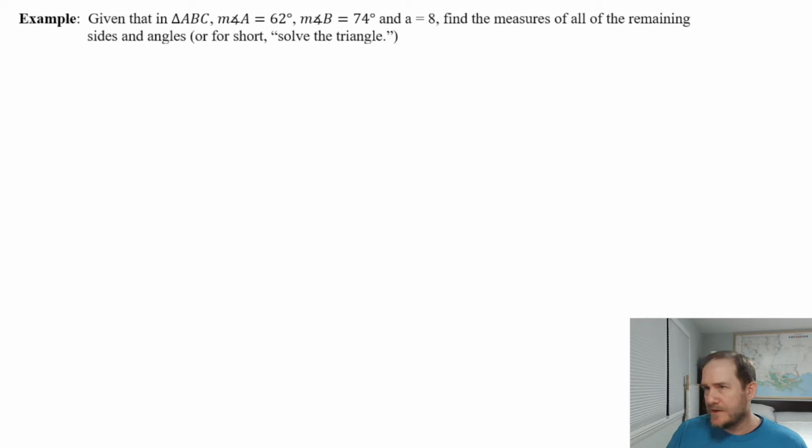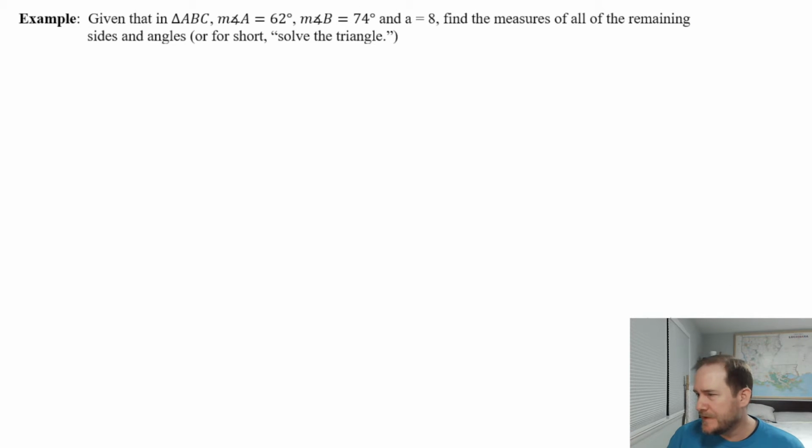So here's an example problem. It says, given that in triangle ABC, the measure of angle A is equal to 62, the measure of angle B is equal to 74, and the length of side a, meaning the one that's across from angle A, is 8. Find the measures of all of the remaining sides and angles. For short, we call that solving the triangle. To solve a triangle means find every single angle measure and every single side measure.